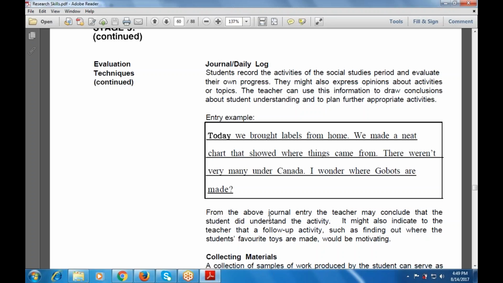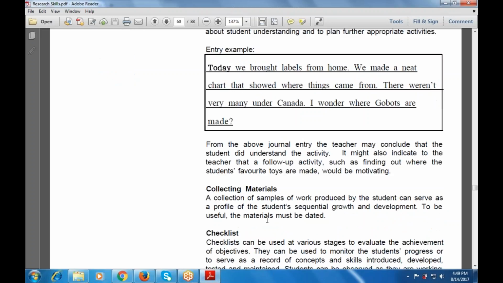The next is collecting the materials. How can we collect that? So one is the journal, the daily log that we have maintained, the daily basis report we have maintained. Then collecting material: the collection of samples of the work produced by the student can also serve as a profile of the student's sequential growth and development, and to be very useful, the material must be dated. That means they are not outdated, they must be correctly formed and they must be dated within the time. So collecting the material is also one of the main things.